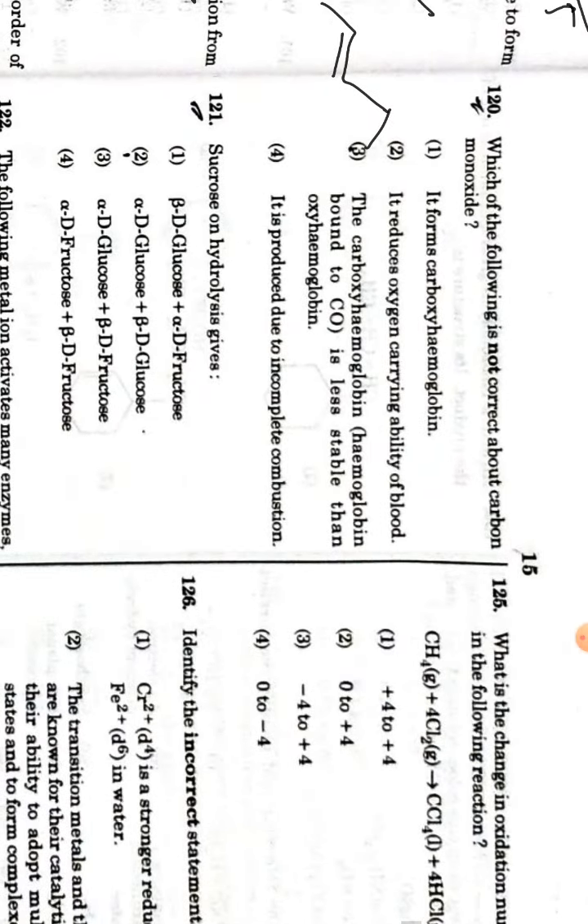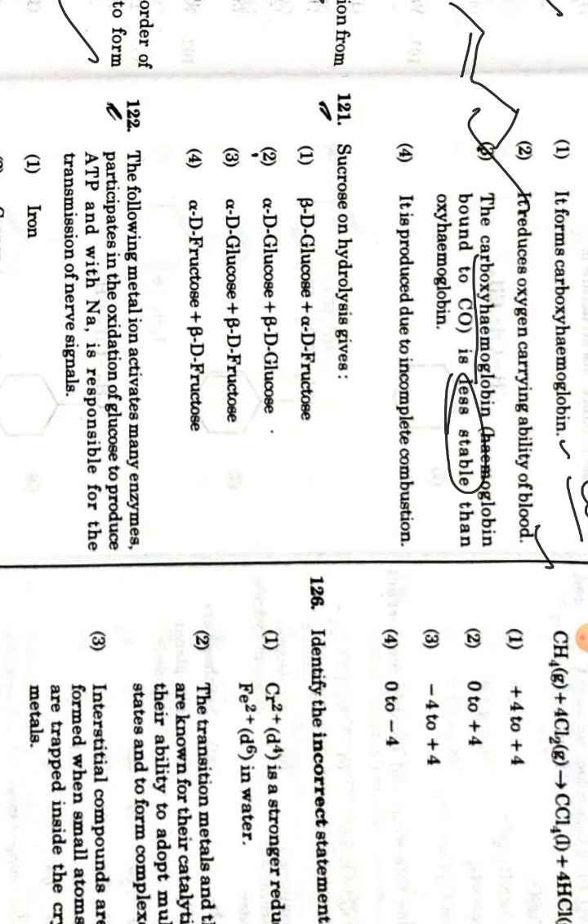Which of the following is not correct? Please try to see whether the question asks for not correct or correct. About carbon monoxide, obviously it forms carboxyhemoglobin. Carboxyhemoglobin is 300 times more stable than oxyhemoglobin. So this is wrong, because it was stated as less stable. Sucrose is a combination of alpha D glucopyranose and beta D fructofuranose. So sucrose on hydrolysis gives glucose and fructose, that should be the answer. 3.